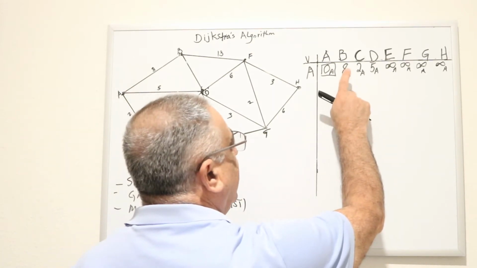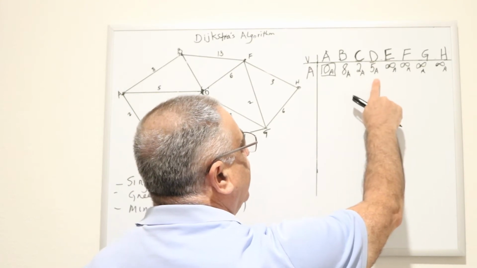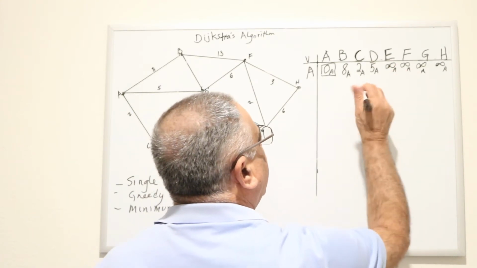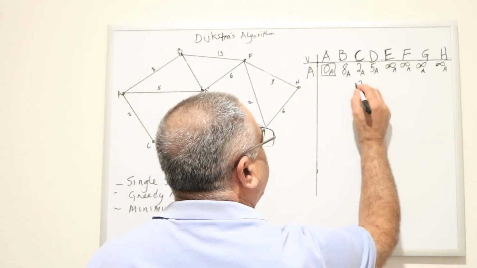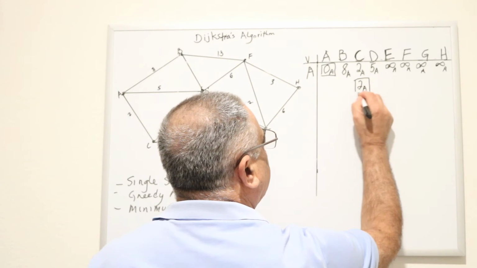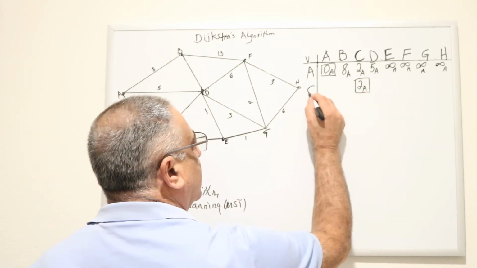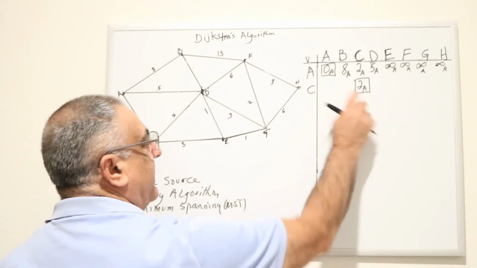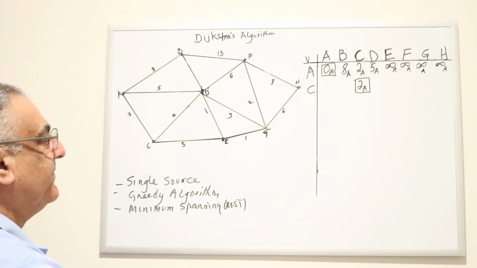Now there is B, which is 8 coming from A, 2 coming from A, 5 coming from A, infinity, infinity. 2 is the cheapest, the least cost. So I'm going to bring down the 2 and I'm going to circle it. I'm going to box it. When I box it, that means I can't go back to that vertex.